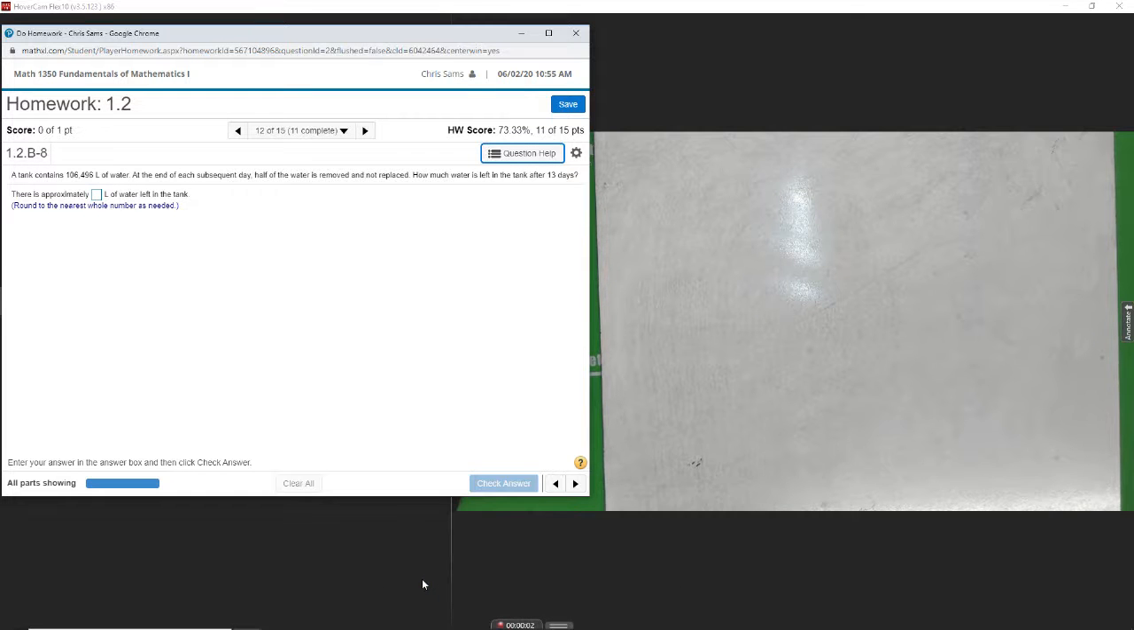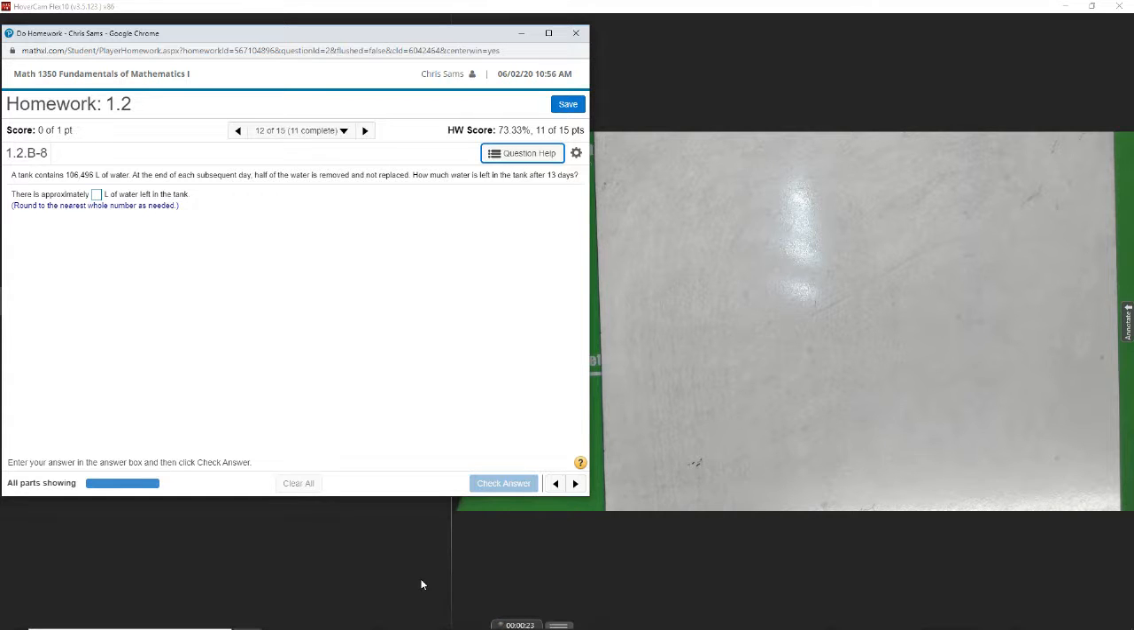All right, number 12, we have a tank consisting of 106,496 liters of water. At the end of each day, half the water is removed and not replaced. We want to know how much water is left in the tank after 13 days.